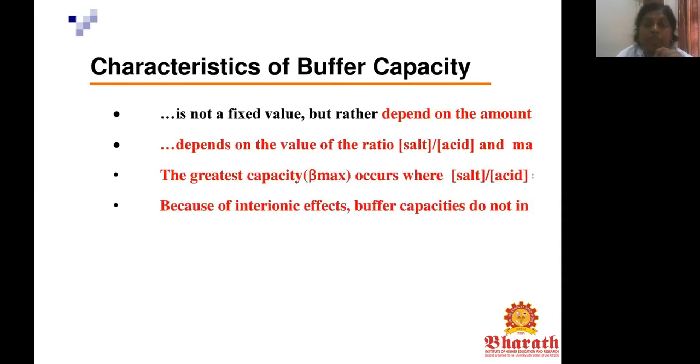Characteristics of buffer capacity. It is not a fixed one, but it depends upon the amount. It depends on the value of the ratio of salt and acid which we are adding. So the greatest capacity, beta maximum, occurs where the salt and acid are more. Because of the interionic effect, the buffer capacities do not follow the interionic effect.